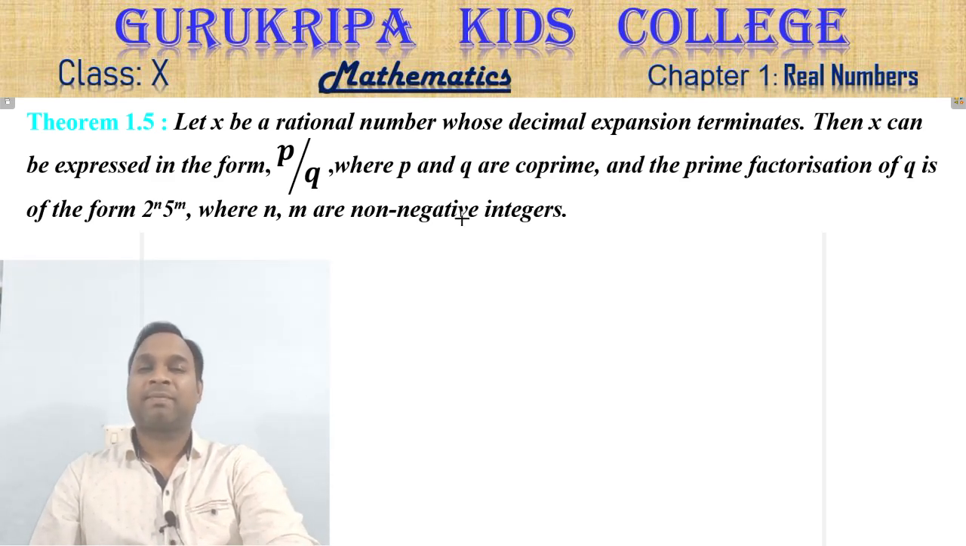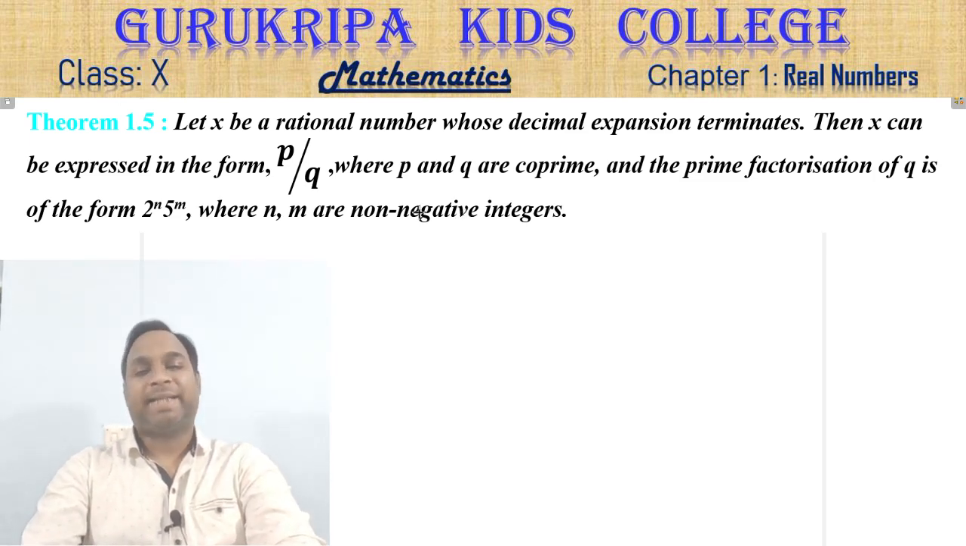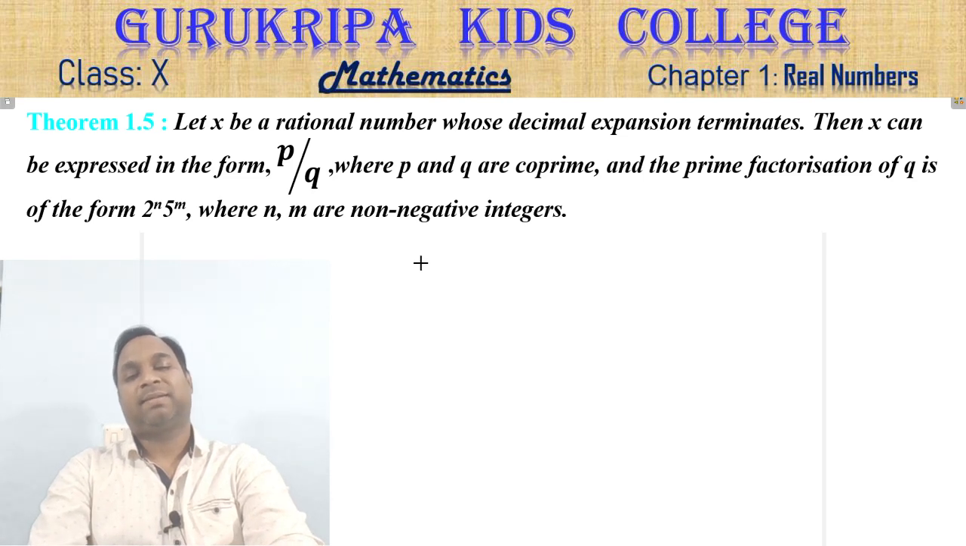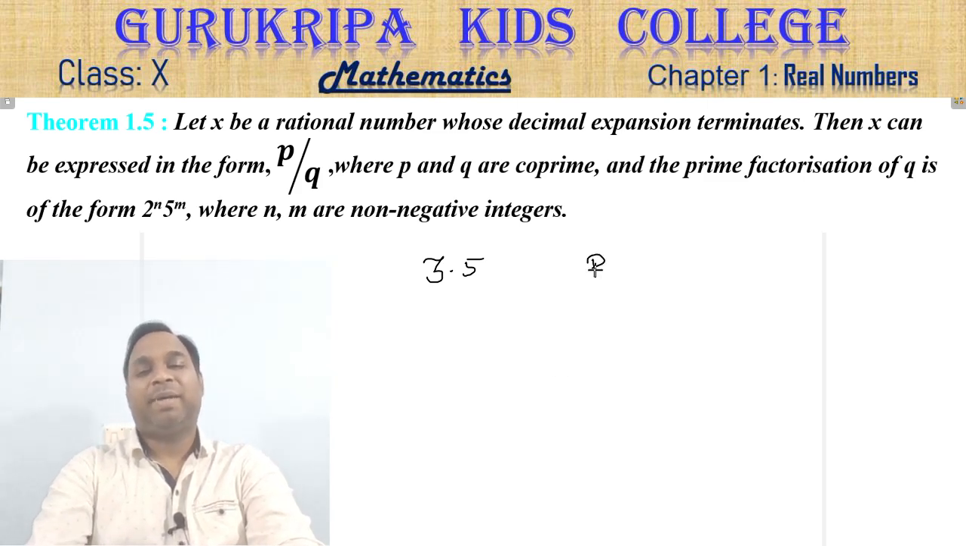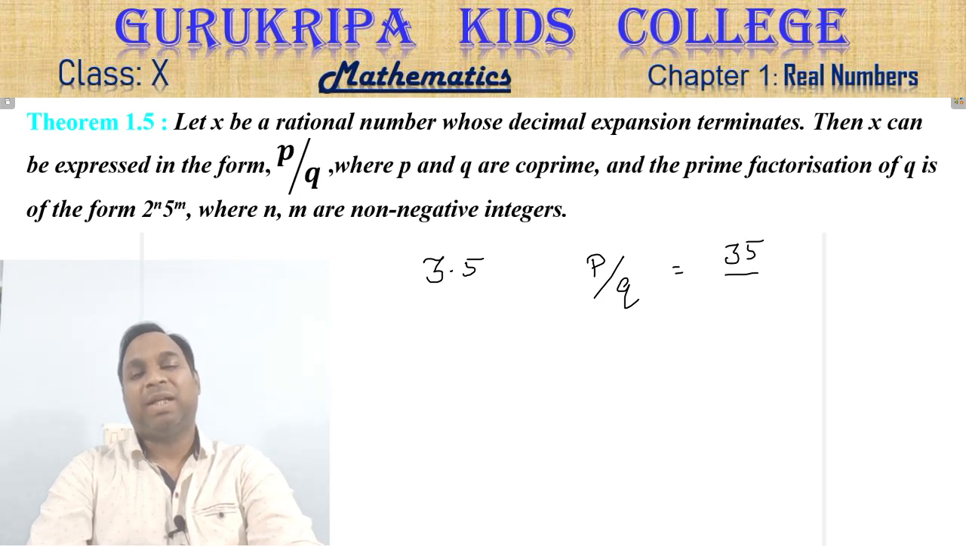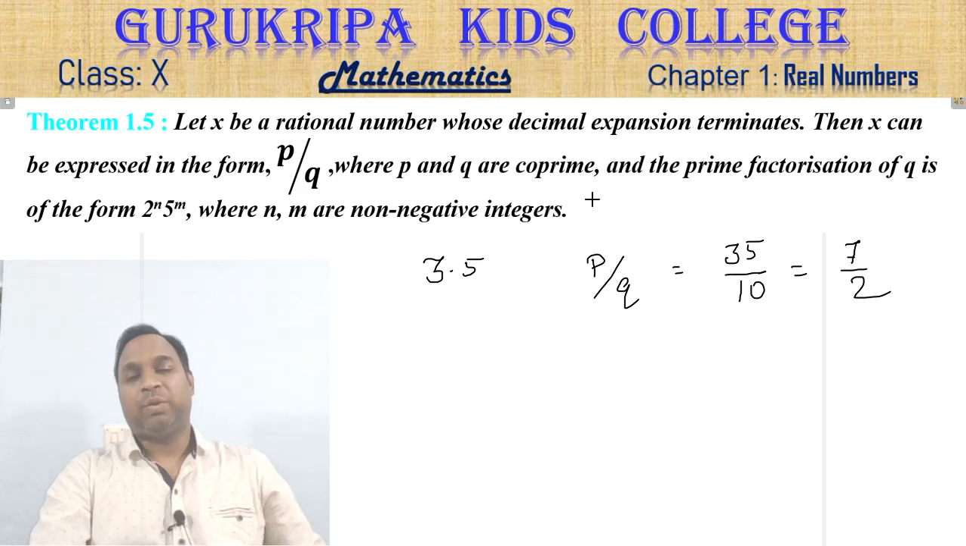What does it say? It says that there is a rational number whose decimal expansion terminates. Let's say 3.5. Decimal expansion terminates. This means x can be written in the form p by q. What will be the p by q form here? 35 divided by 10, where p and q are co-prime. Now here p and q are not co-prime. You have to cancel out now. How will you get co-prime? Cancel out 5, you will get 7 by 2. Okay, p and q are co-prime now.